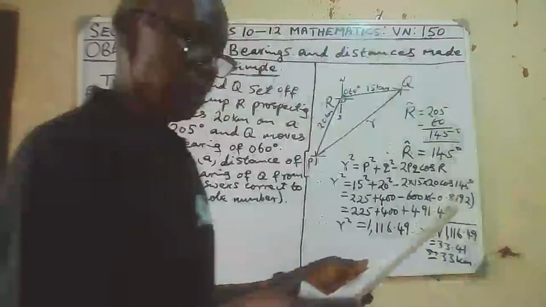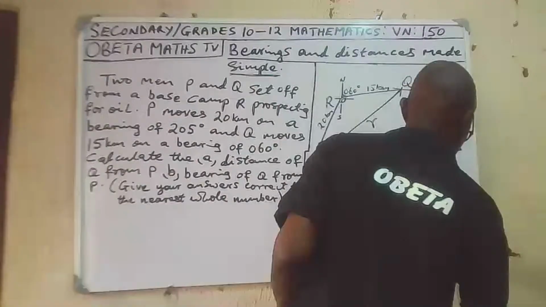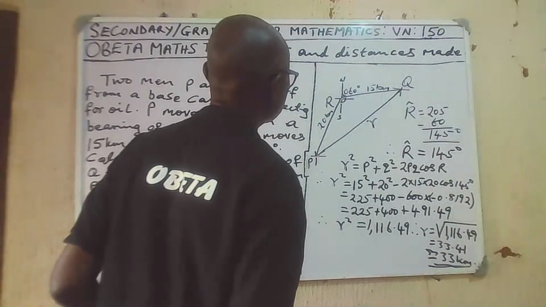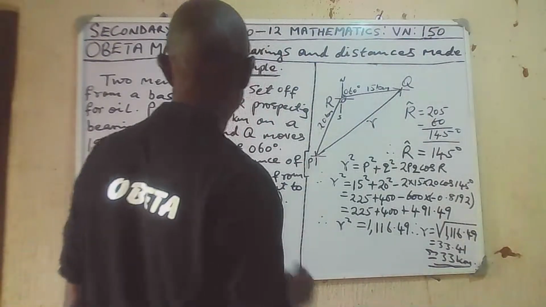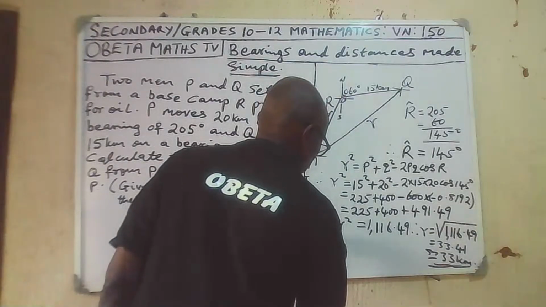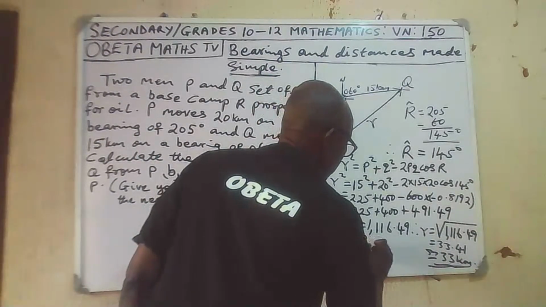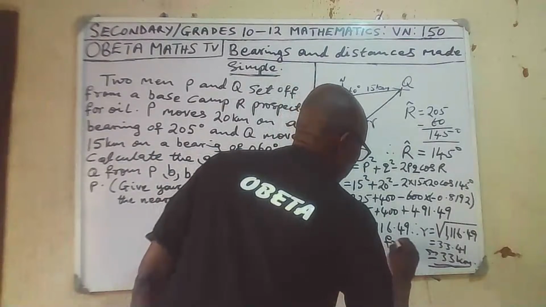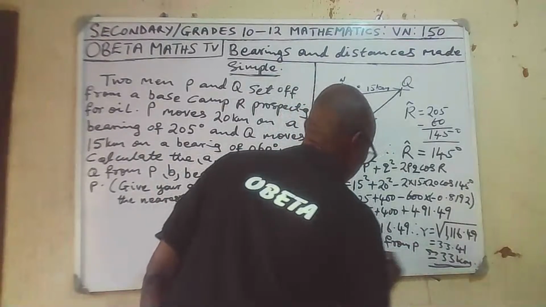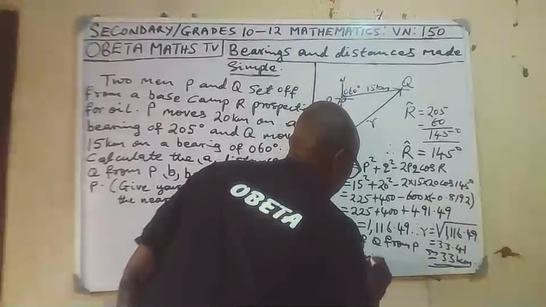So that is about that, and then we have succeeded in getting the value of r. That's the distance of Q from P. Therefore, the distance of Q from P is equal to 33 kilometers.